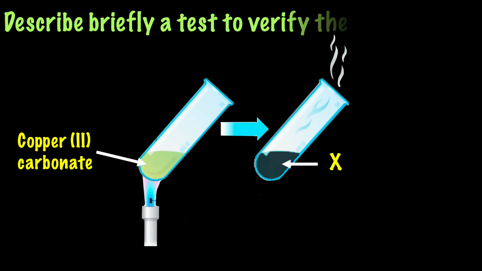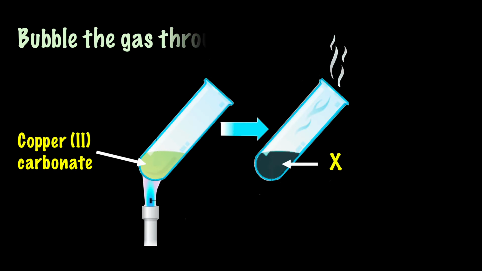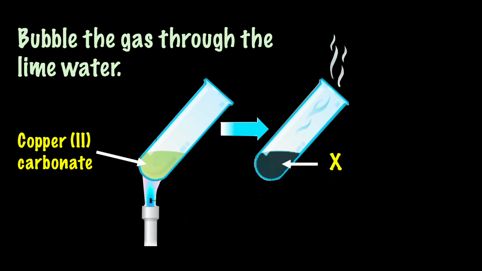Describe briefly a test to verify the gas released. Untuk menguji carbon dioxide gas, langkahnya bubble the gas through the lime water. Lime water turns milky or cloudy. Ingat, selepas langkah, anda perlu tulis juga pemerhatian.